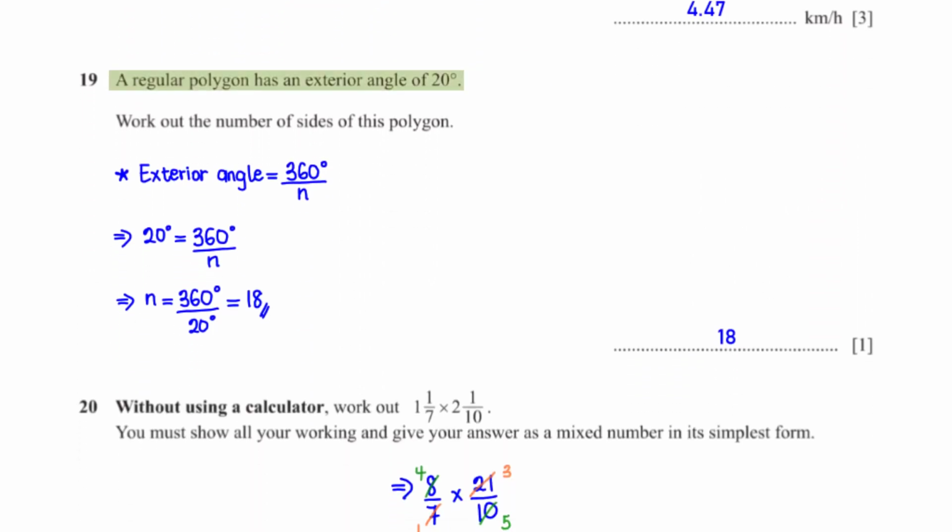A regular polygon has an exterior angle of 20 degrees. Work out the number of sides of this polygon. Here is the formula for the exterior angle of a regular polygon. We've been given the exterior angle to be 20 degrees. When we make n the subject, this is what we get, which is equal to 18.